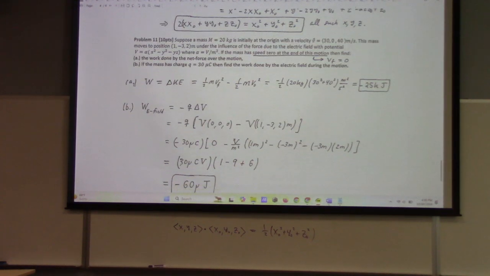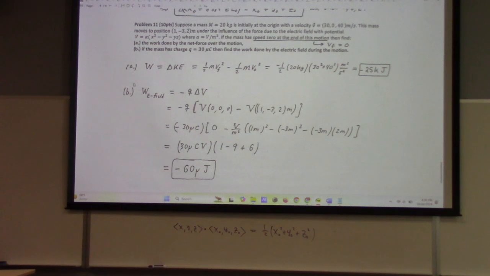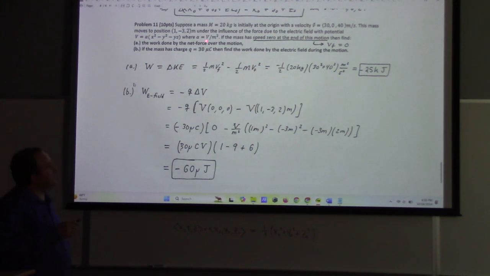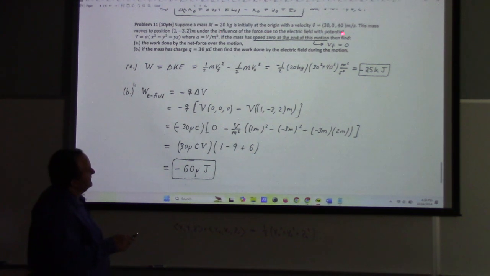Final problem. Where'd my laser go? Oh, here it is. So if you've got a 20 kilogram mass initially at the origin with this velocity, that moves to position (1, -3, 2) under the influence of a force due to the electric field with a potential as given. So if the mass has speed 0 at the end of this motion, then find the work done by the net force over the motion.